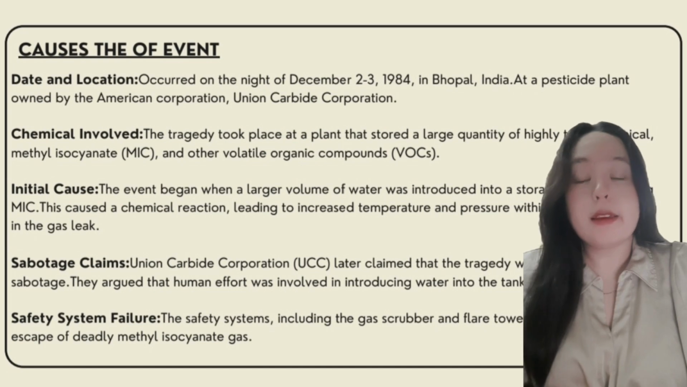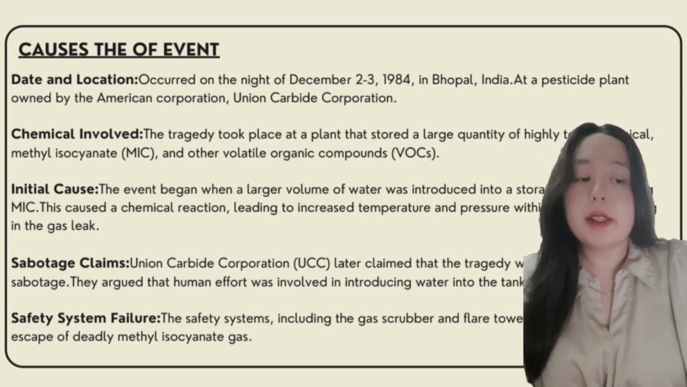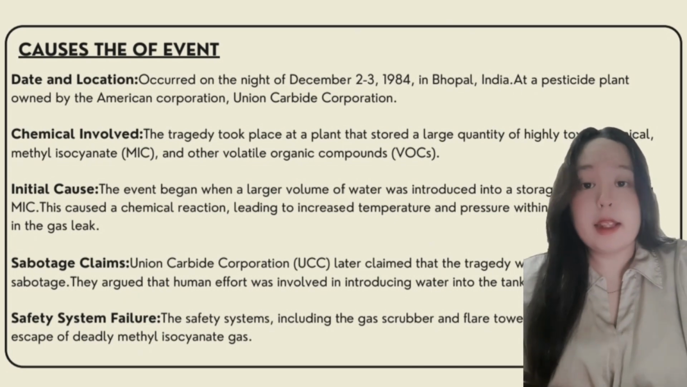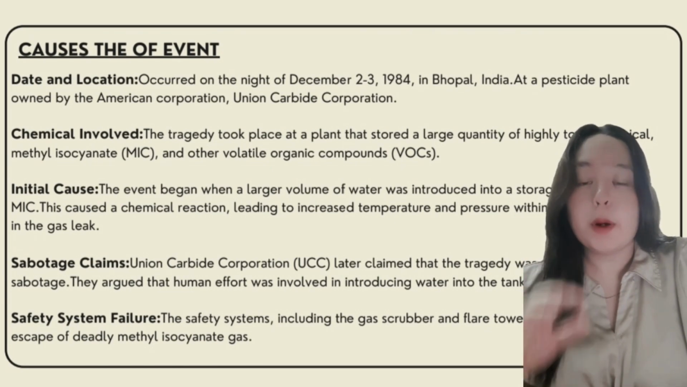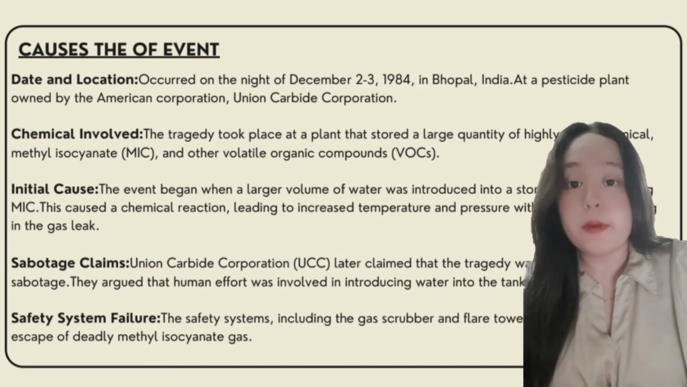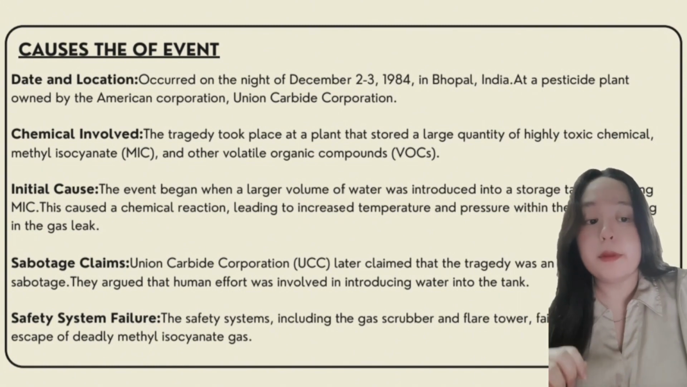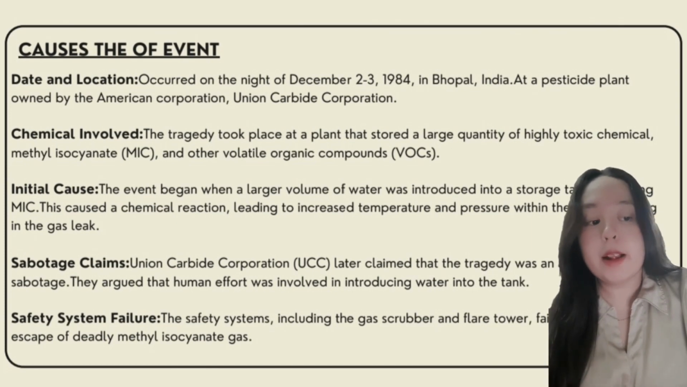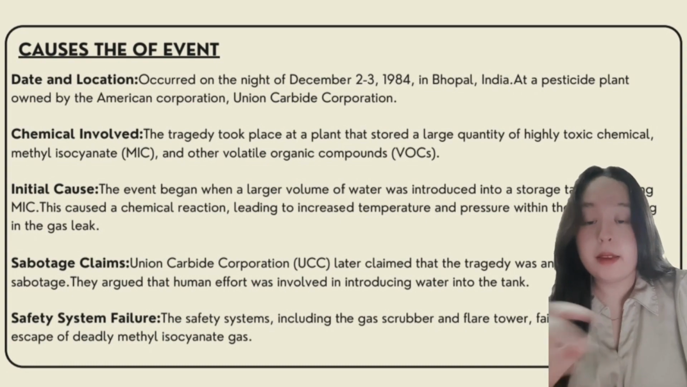Number 4 is sabotage claims. Union Carbide Corporation claimed that the tragedy was an act of sabotage. They argued human effort was involved in introducing the water into the tank. The last one is safety system failure. The safety systems, including the gas scrubber and flare tower, failed to prevent the escape of deadly MIC gas.